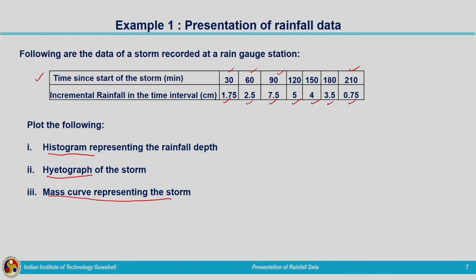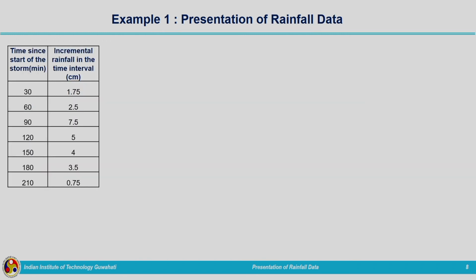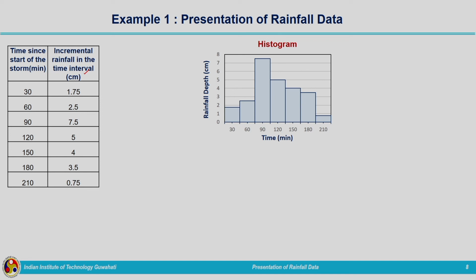So, now let us start solving the question. The time since the start of the storm is given, and the incremental rainfall in that particular time interval in centimeters is also given to us. First, we will plot the rainfall depth versus time. That will give us the histogram, the rainfall histogram. For each increment, the rainfall depth is plotted. Rainfall depth versus time is plotted to get the histogram.